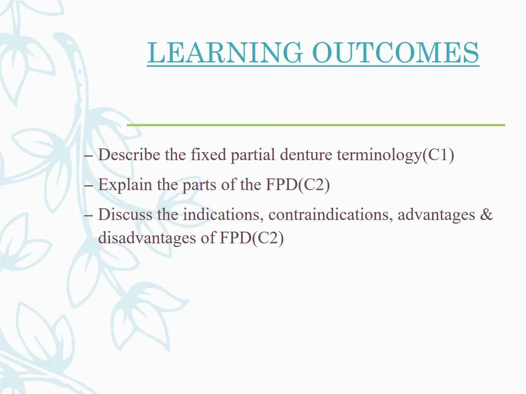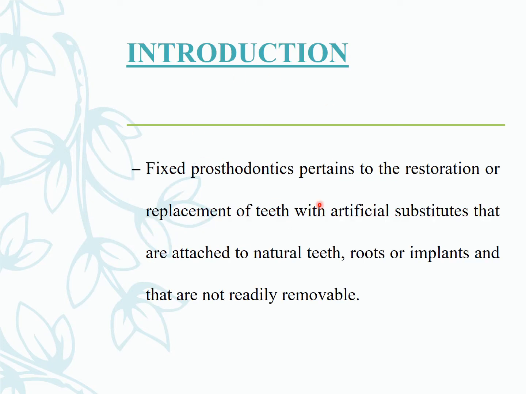Okay, so coming to the learning outcome. There are three learning outcomes. First is describe the fixed partial denture terminologies. There are a few words which you should be aware of. Explain the parts of an FPD. Discuss the indication, contraindication, advantages, and disadvantages.